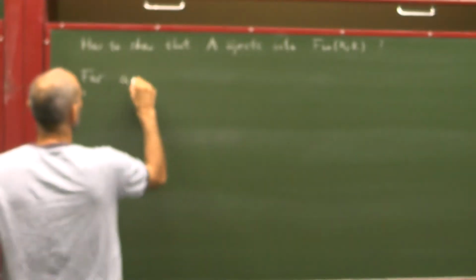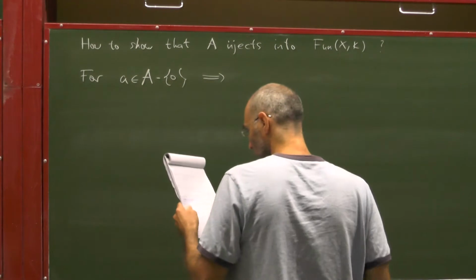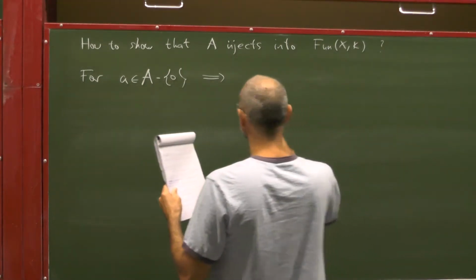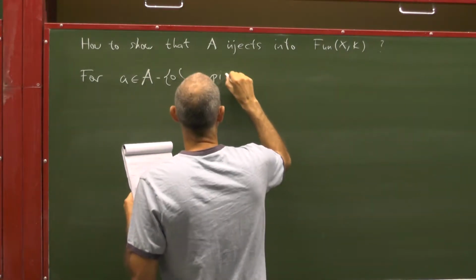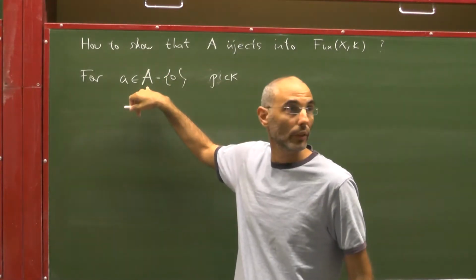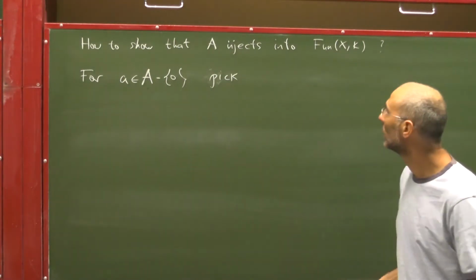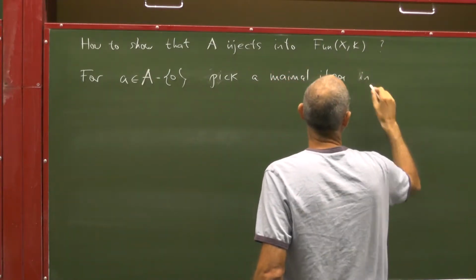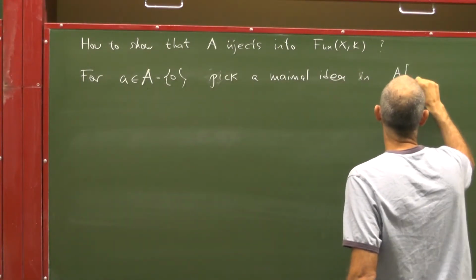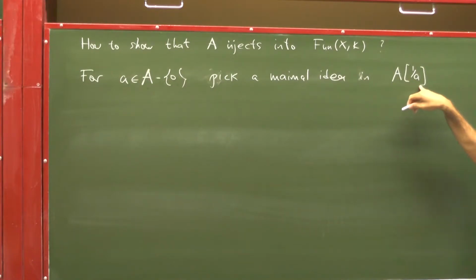For a nonzero element a in A, think of it as a function. I want to show that there is some point little x such that a of x is not zero. The image of a nonzero element is not zero. So I'm constructing this. Pick a maximal ideal in A when I invert a. So take the algebra A and localize, or add the symbol 1 over a. Since there are no nilpotents, there is no problem with localizing in this way.